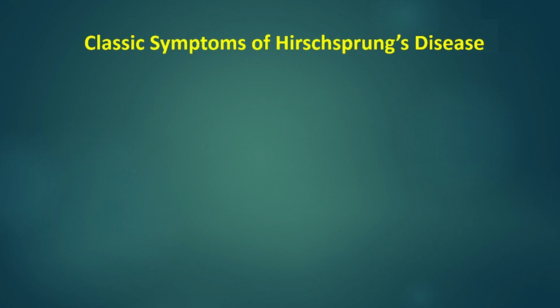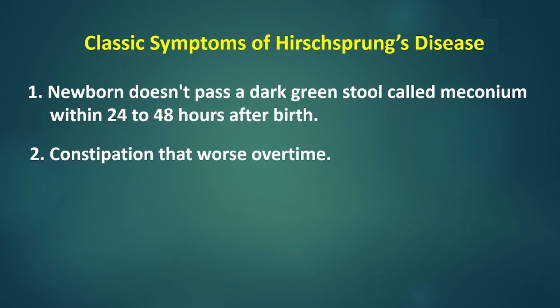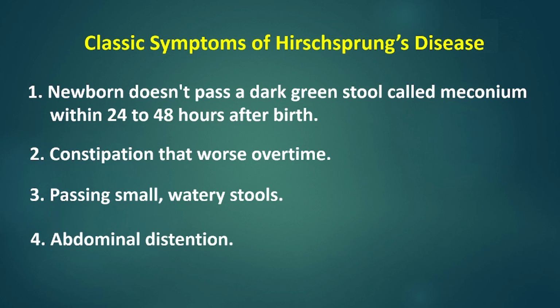Here are the classic symptoms of Hirschsprung's disease. Number 1. Newborn doesn't pass a dark green stool called meconium within 24 to 48 hours after birth. Number 2. Constipation that worsens over time. Number 3. Passing small, watery stools as solid components are blocked by the narrowed passage. Number 4. Abdominal distension caused by stool obstruction.